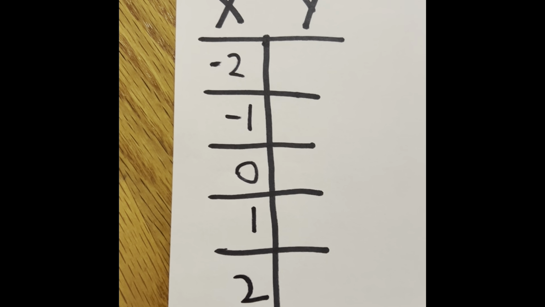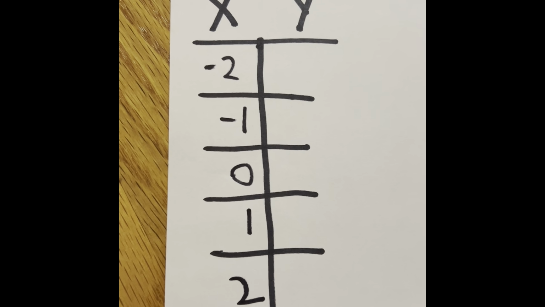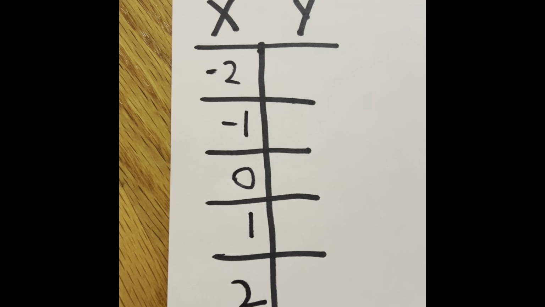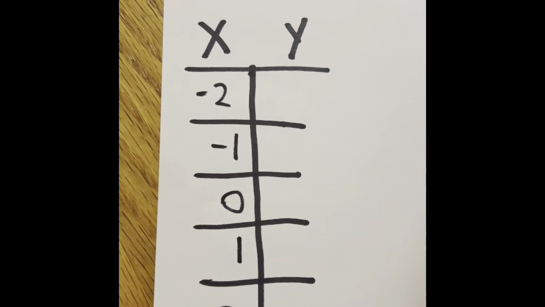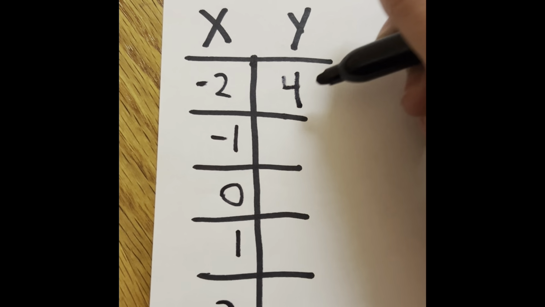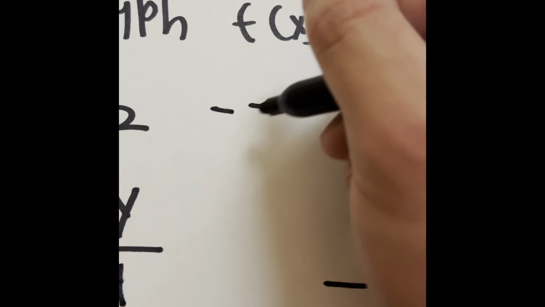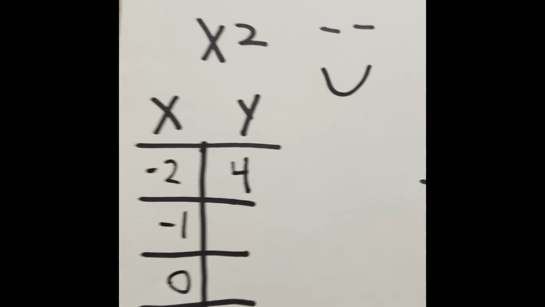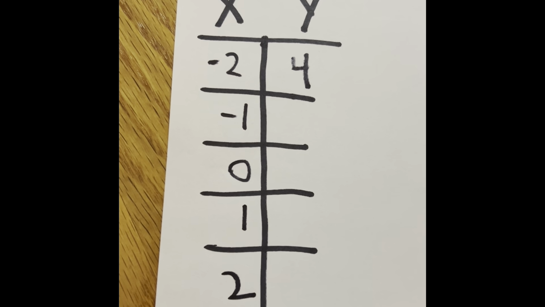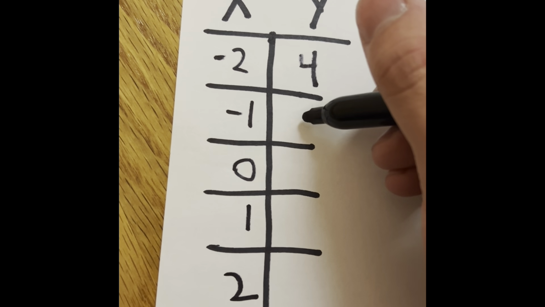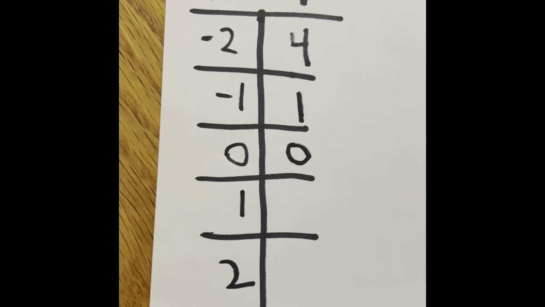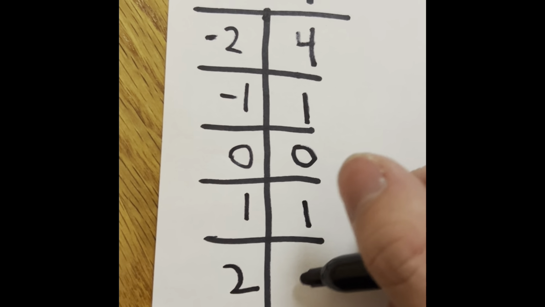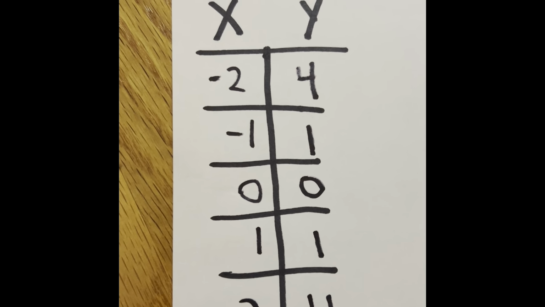The rule of the game is whatever you put in for x will become what y is, to help us understand why quadratics are different. So -2 squared is going to be +4, because a negative times a negative is a positive. When you have two negative numbers, they become a positive number. -1 times -1 is +1. 0 times 0 is 0, a neutral number. 1 times 1 is 1. And 2 times 2 is 4. So let's see what happens when we graph it out.